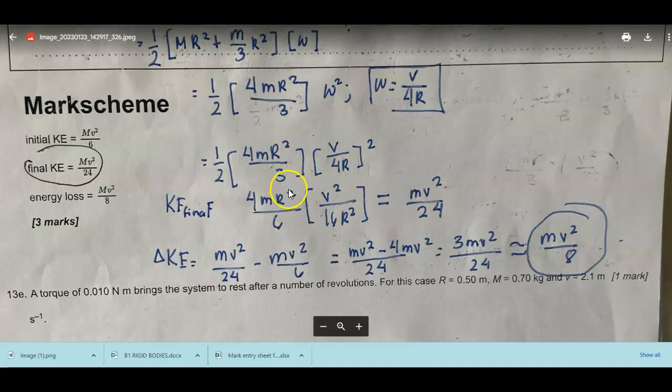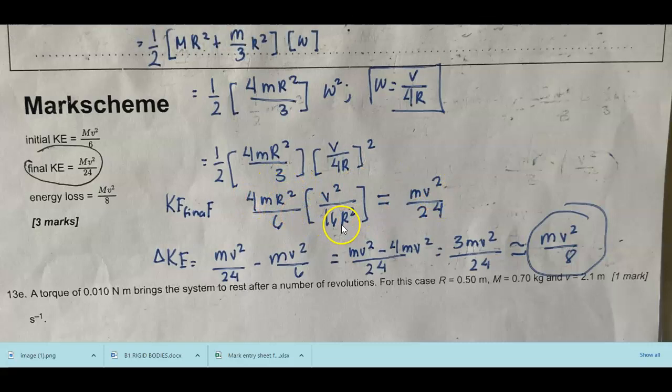Now, we cancel like terms. 4 and 16 are like terms. Therefore, we will end up with mv squared over 24.